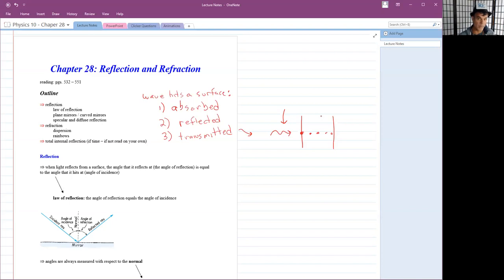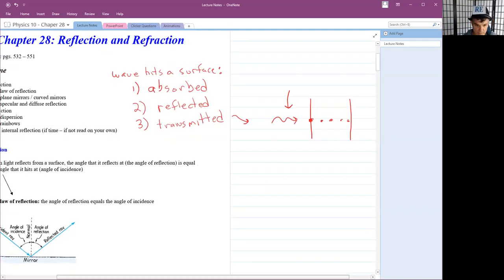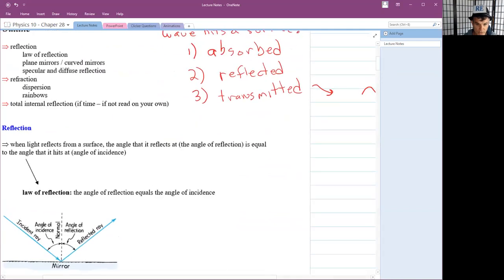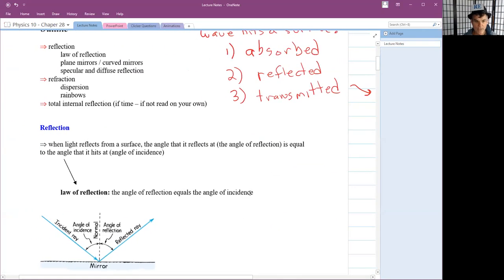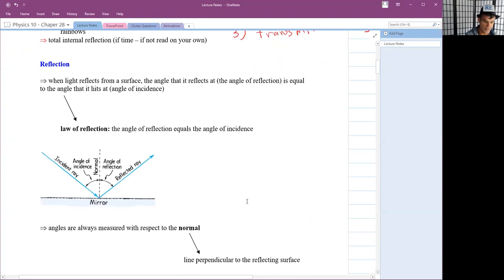So what we're going to deal with at the beginning is reflection. Let me make this a little bit bigger. So one very simple law called the law of reflection. And it says this: anytime light hits a surface, the angle that it hits at and the angle that it reflects at are the same. So one, the angle it hits at, we call the angle of incidence. The angle it reflects at, we call the angle of reflection.